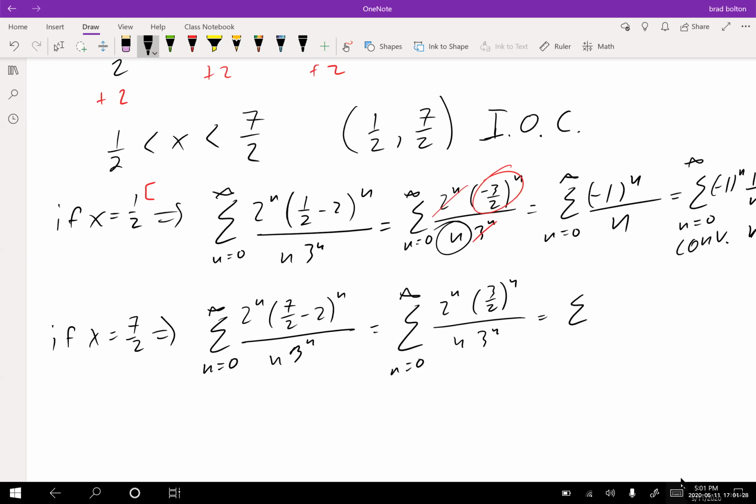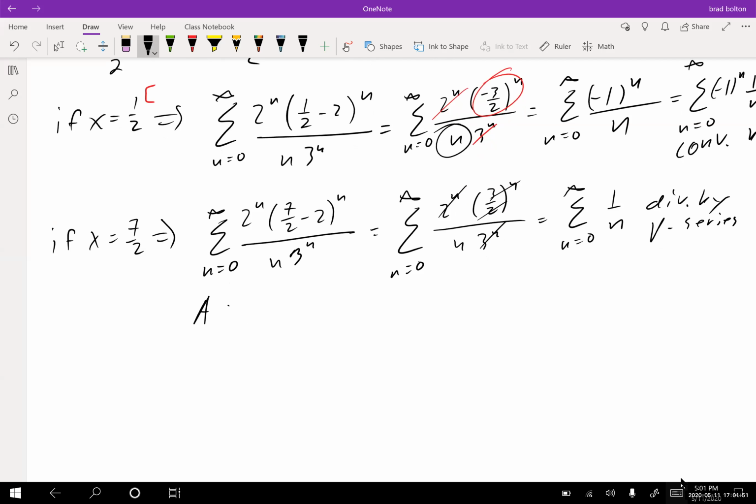But the same stuff's going to happen again. This is going to cancel with this, and this is going to cancel with this. But this time, we end up with 1 over n, which we know is divergent by, you could say p series, or it's a harmonic, so it's a divergent series as well. So that means our actual interval of convergence is bracket on the 1/2 and a parenthesis on the 7/2.